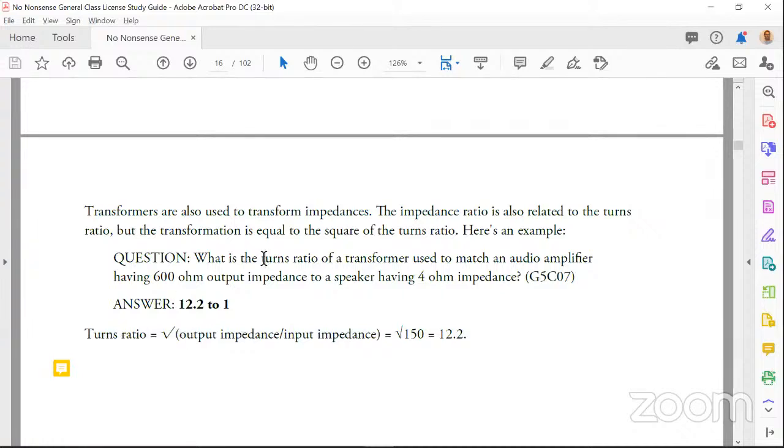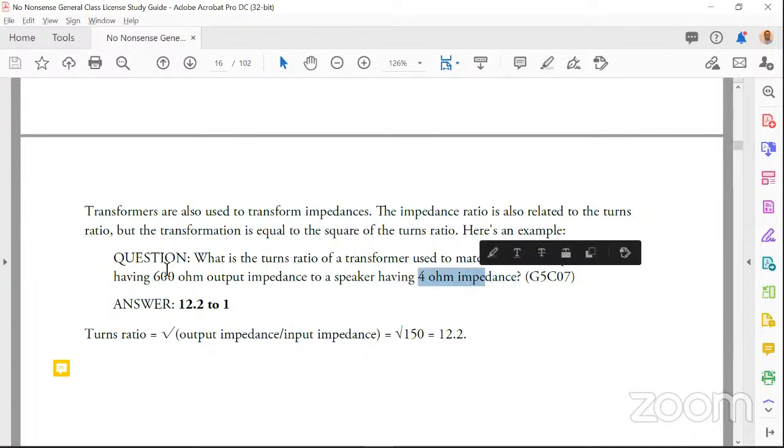What are they asking us? They're asking us for the turns ratio. So the turns ratio is equal to the square root of the output impedance divided by the input impedance. Did they give us those things? Let's check. They say having 600 ohm output impedance. There we go, we have the output impedance to put into our trusty formula. Did they give us the input impedance? There we go. We have a speaker having 4 ohms impedance. So we have the two values we are looking at.